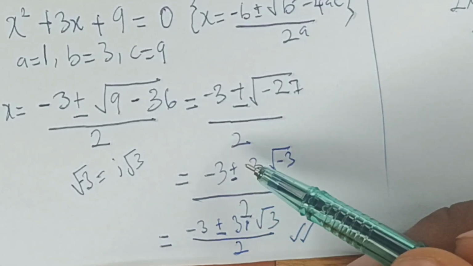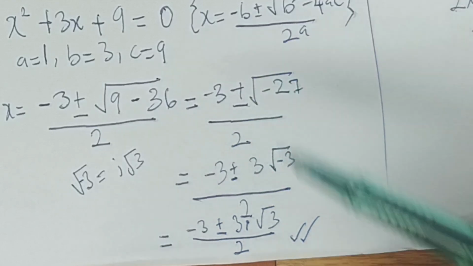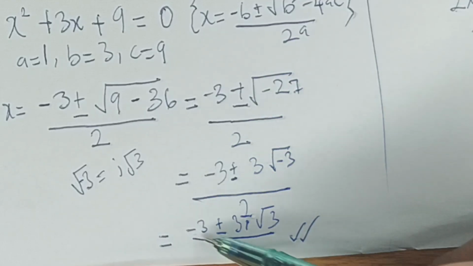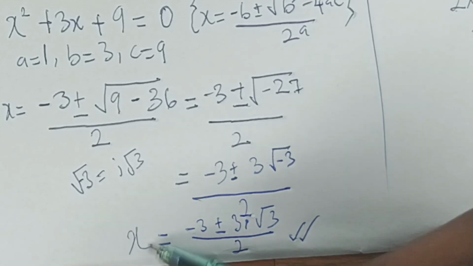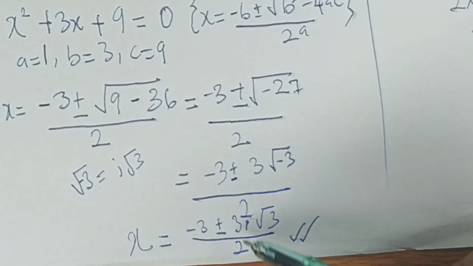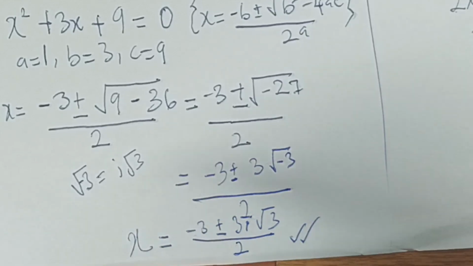So the first answer we had was that x is equal to 3. The second answer we had is that minus 3 plus 3i root 3, over 2, is equal to x. And the third answer we have is that minus 3 minus 3i root 3, over 2, is equal to x.